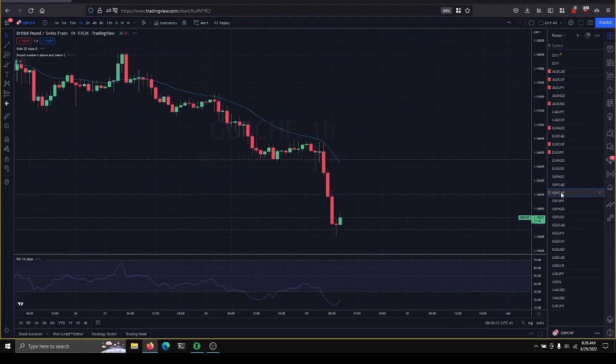Pound Chief. Like the other Chief pairs, Swiss pairs, you're getting that indecision and engulfing on the round number. And it's oversold on the RSI. Probably on the 4 hour too.